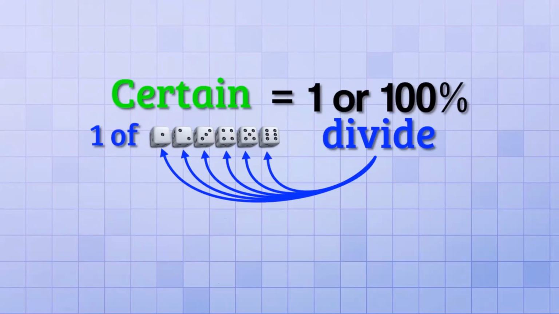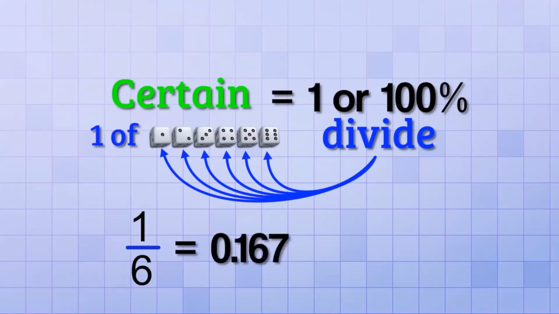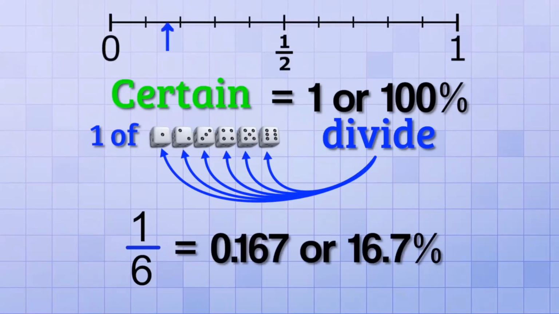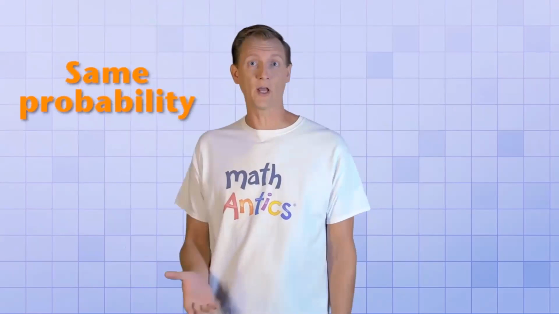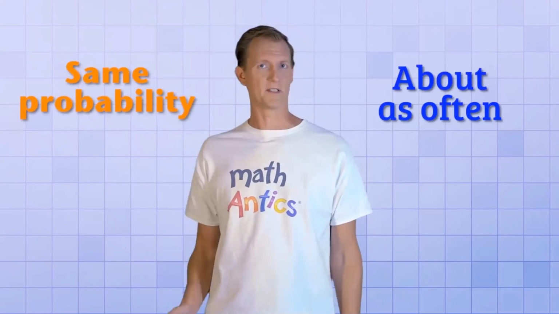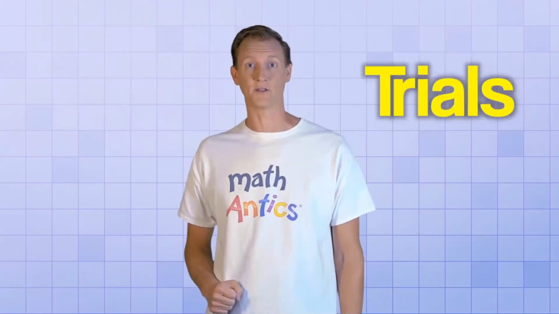But with the die, we need to divide the probability up evenly between 6 possibilities. 1 divided by 6 is 1/6, which is equivalent to 0.167, or 16.7%. So that would be right here on our probability line. That means it isn't likely that I would roll a 3, for instance, but it's just as likely as rolling any other number. And since all 6 numbers have the same probability, each number should come up about as often as the others. To see if they do, I'm going to conduct some trials.